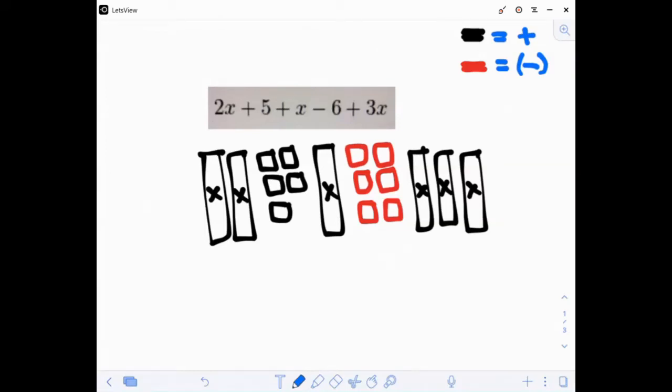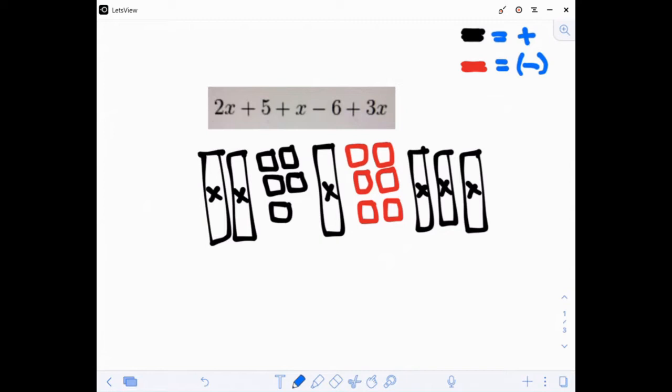All right, I'm going to answer a question I got from today's Desmos independent practice, and the problem had to do with simplifying expressions and combining like terms. So I've got the copy of the problem here: 2x plus 5 plus x minus 6 plus 3x.